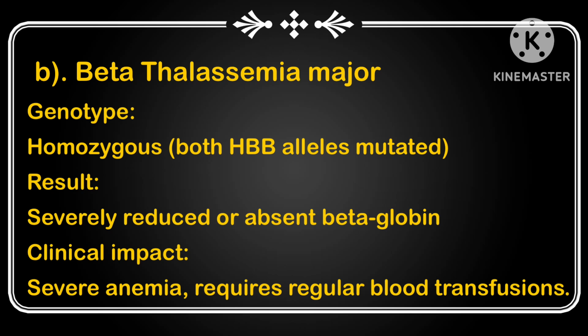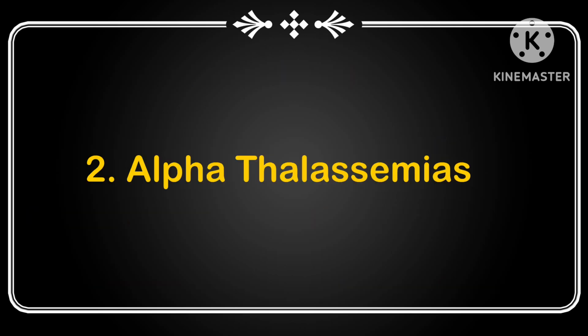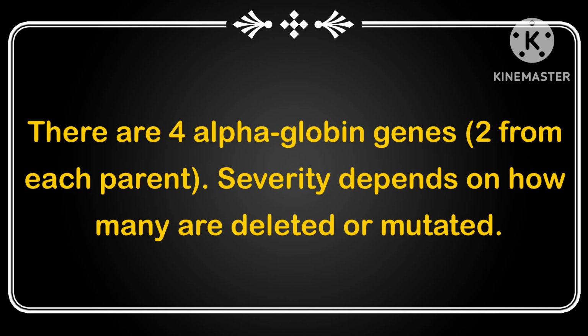Result: severely reduced or absent beta globin. Severe anemia requires regular blood transfusions. 2. Alpha thalassemia. There are 4 alpha globin genes, 2 from each parent. Severity depends on how many are deleted or mutated.